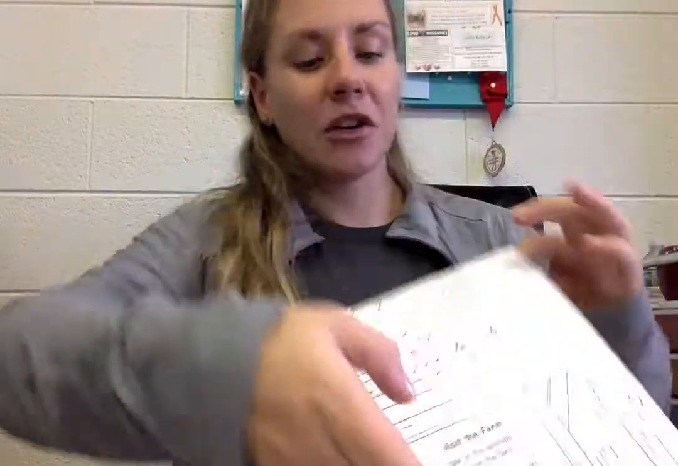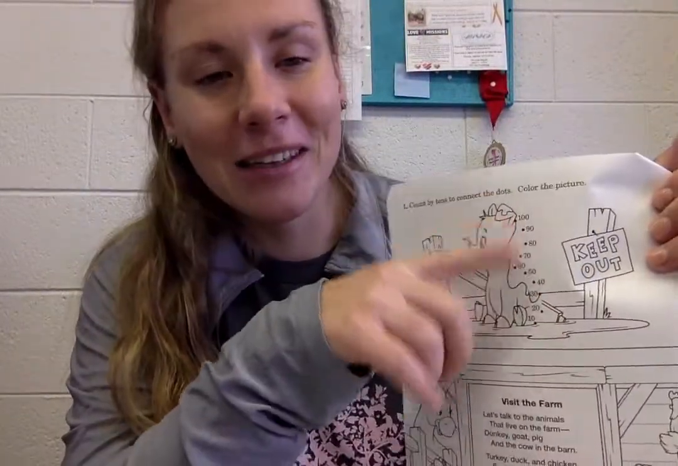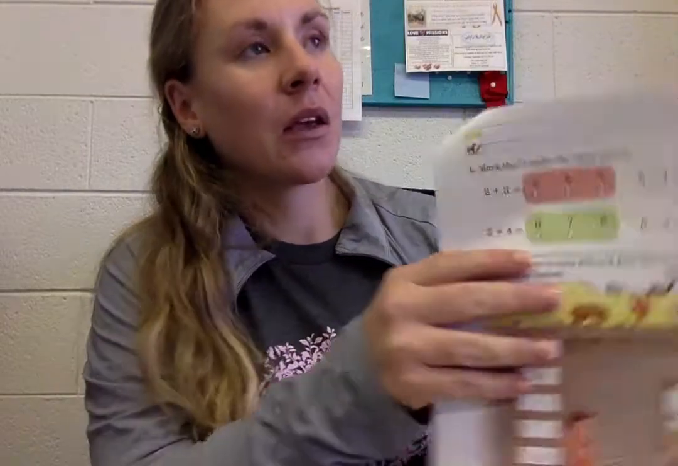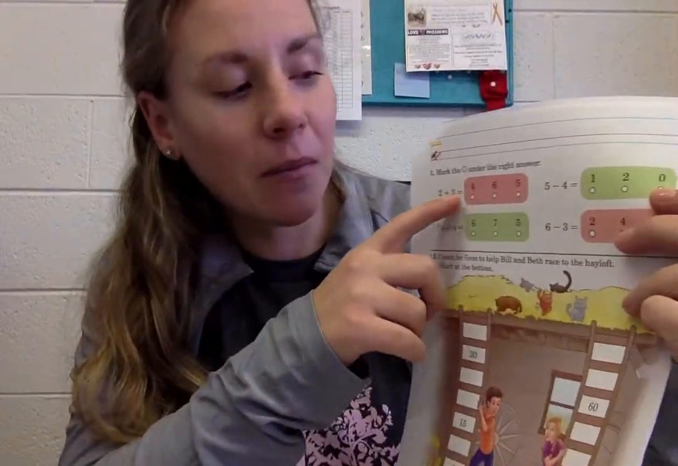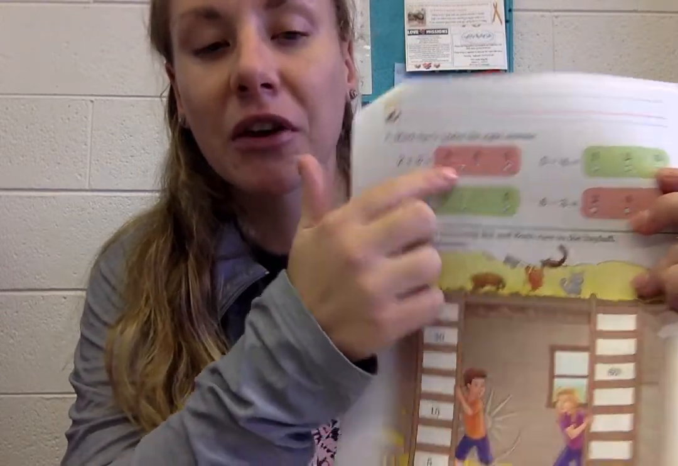On the next page, you're just going to be coloring the numbers, connecting the numbers, counting by tens, and then color the picture and read the little story on the bottom as well. On our next page, you're going to be marking the bubble for the correct answer. So 2 plus 3 equals 4, 6, or 5. Have your student color in the correct number.